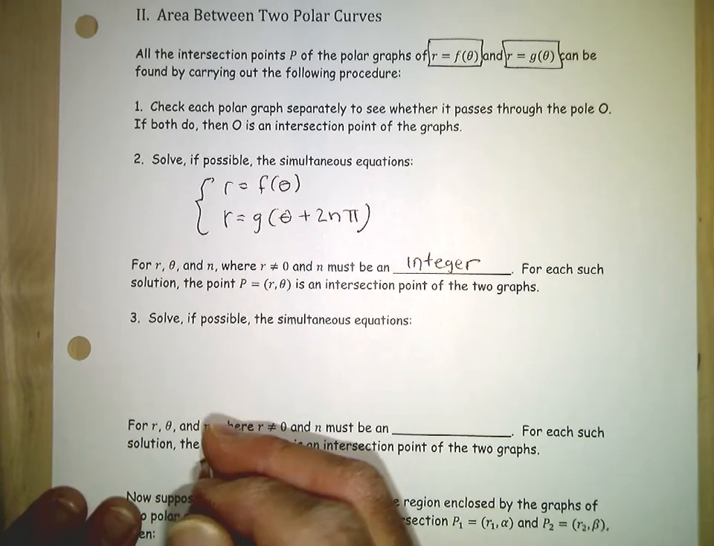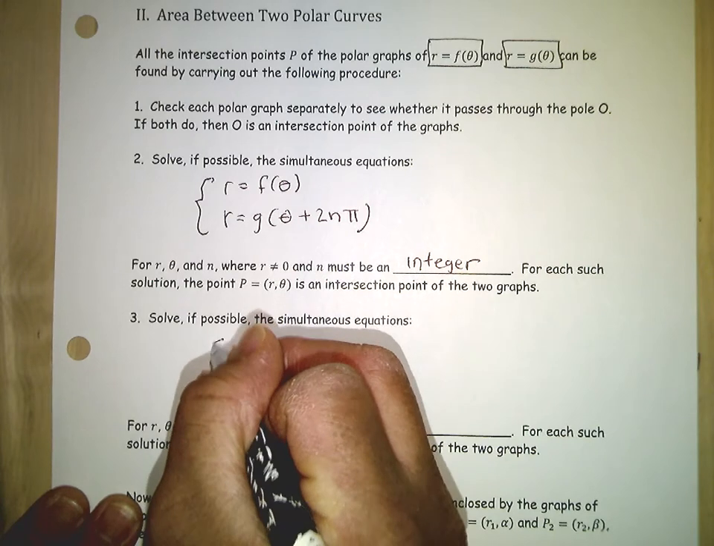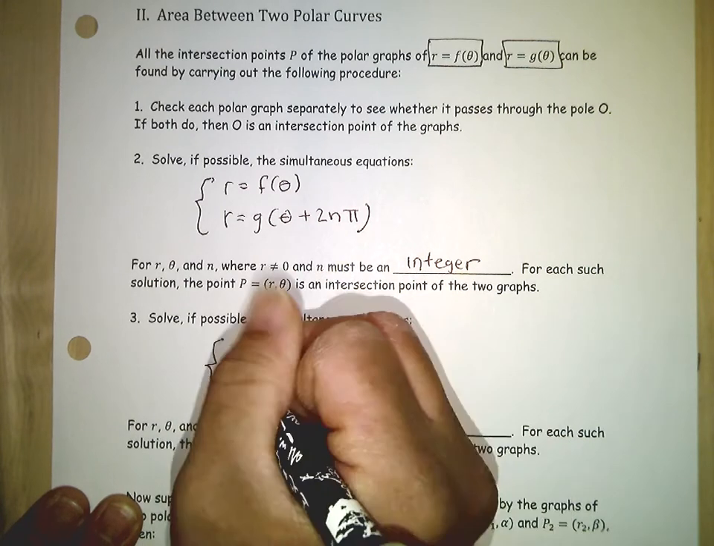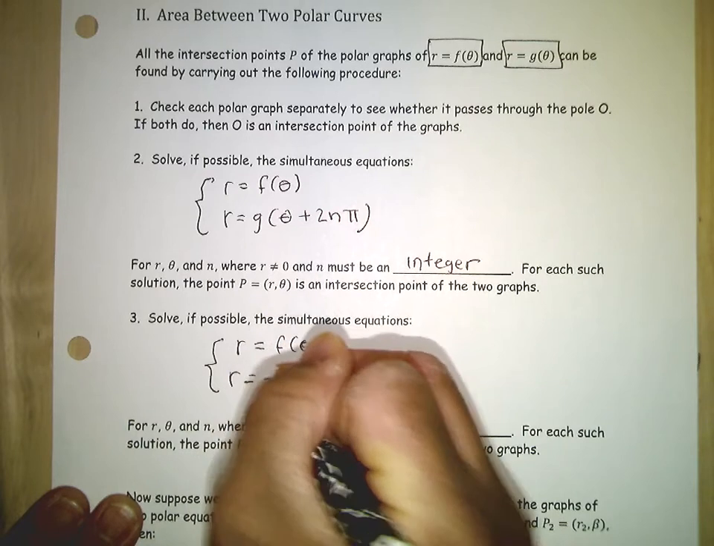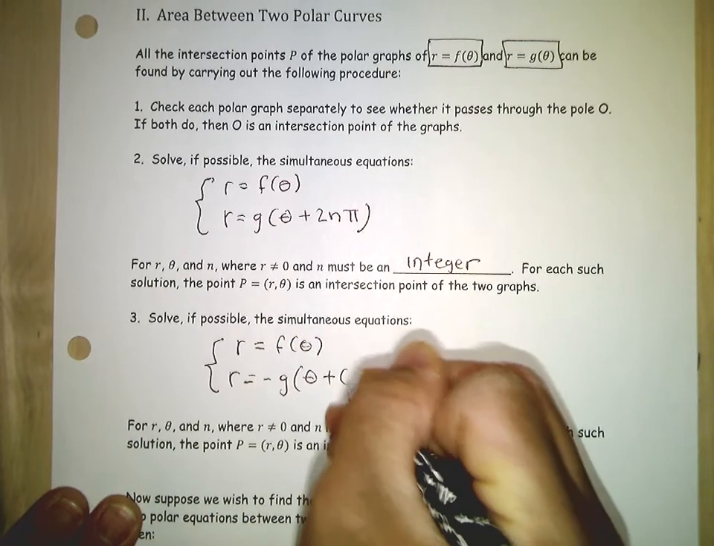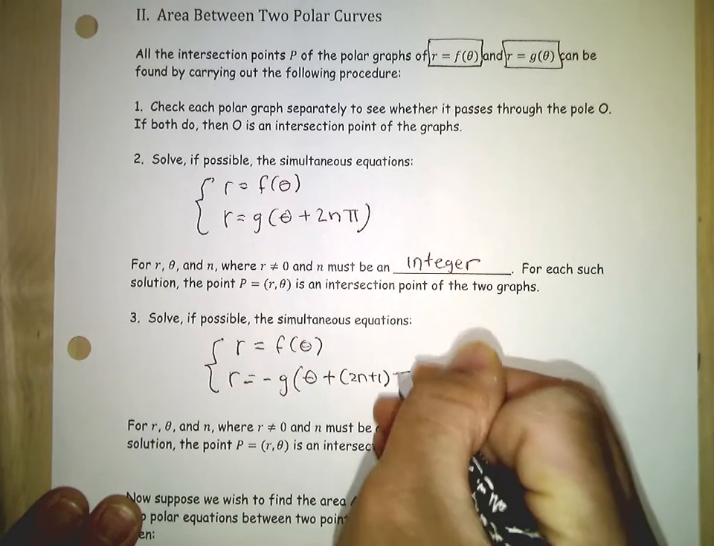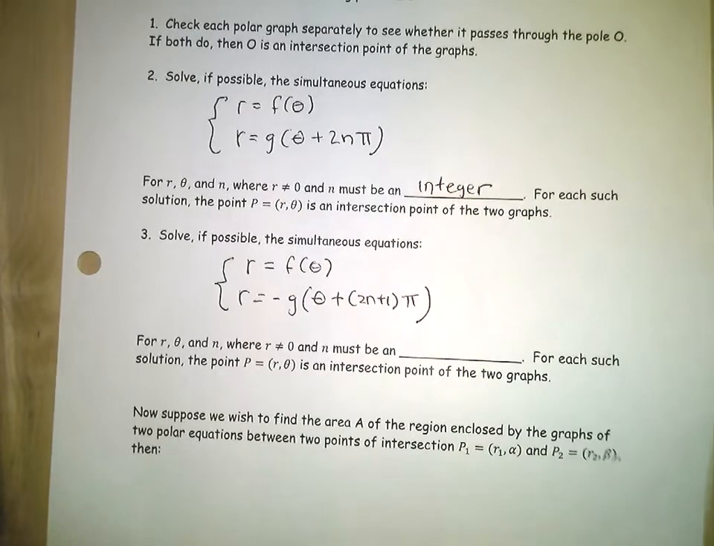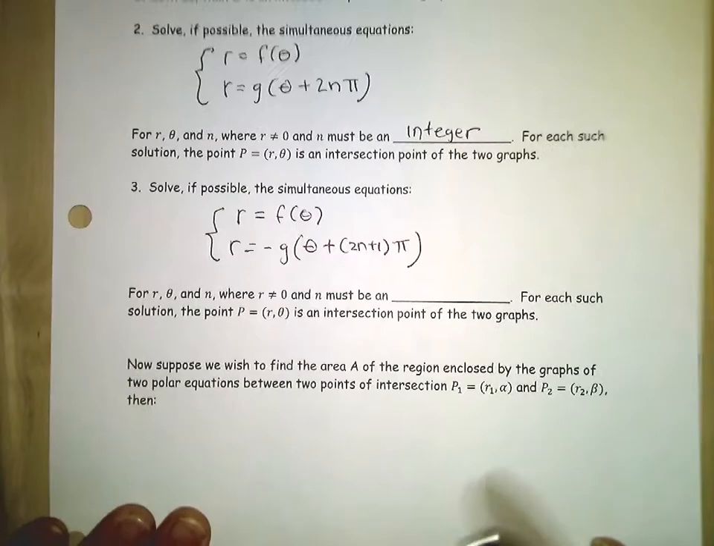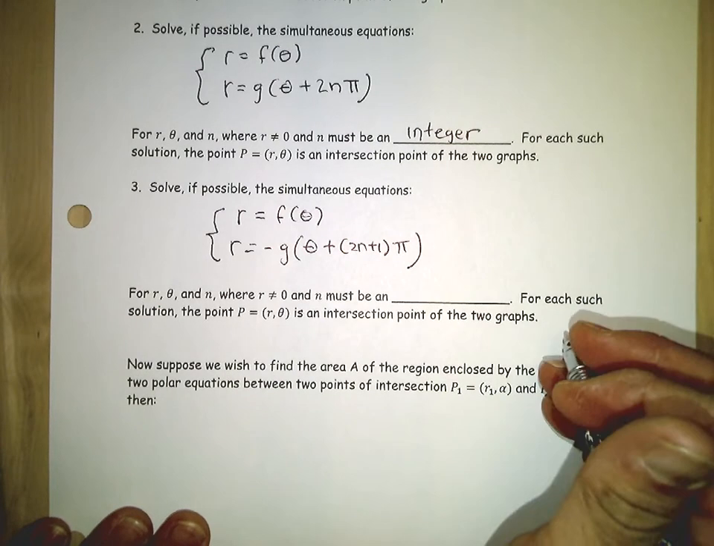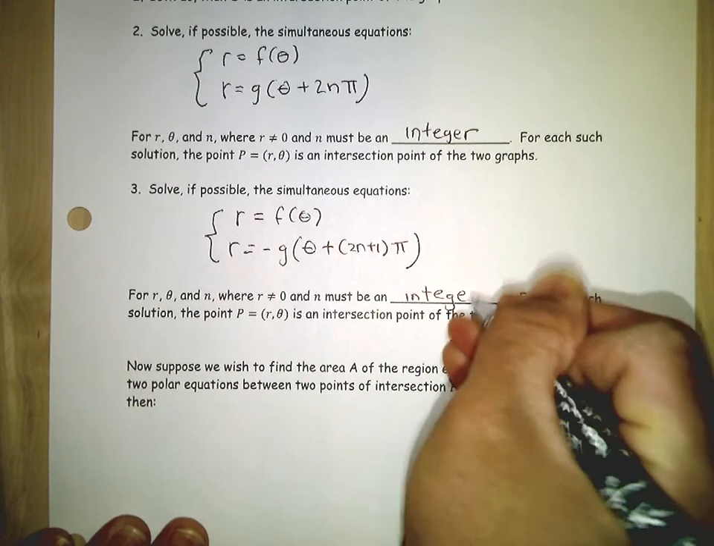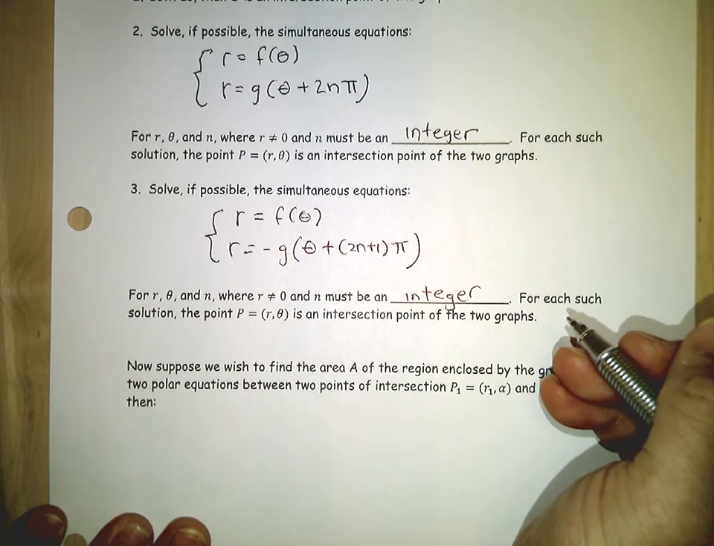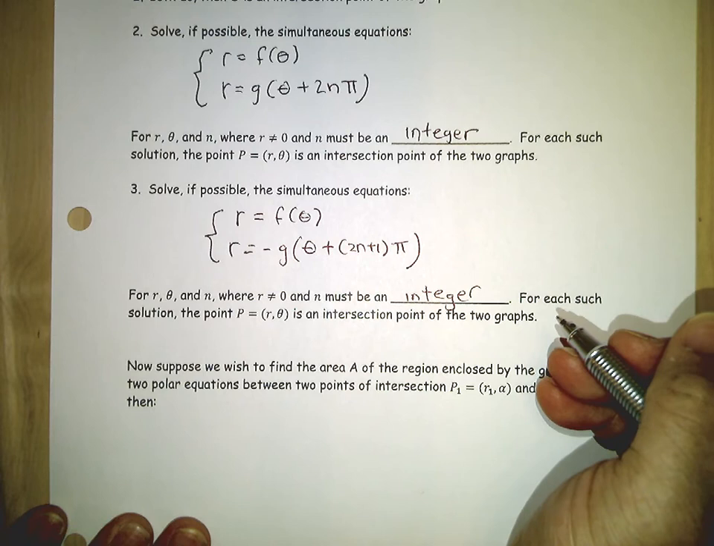And then solve, if possible, these two equations simultaneously: r is f of theta, and r is the opposite of g of theta plus (2n plus 1) pi, for r, theta, and n, where r is not equal to 0 and n must be an integer. For each such solution, the point P equals (r, theta) is an intersection point of the two graphs.